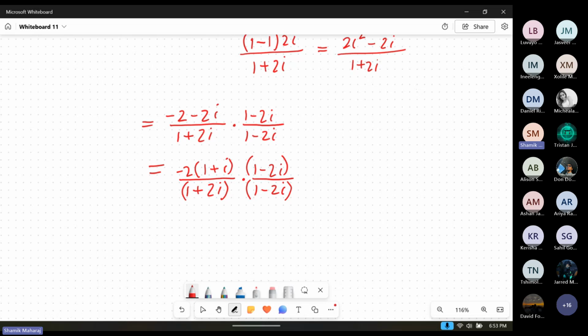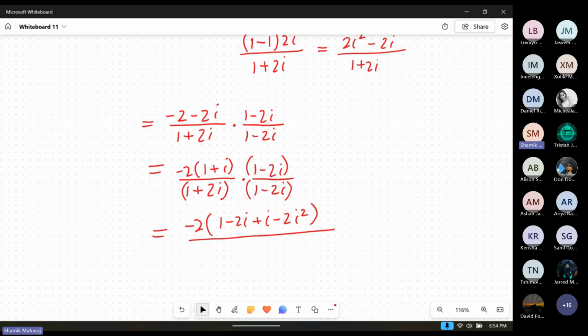So now I can FOIL out the top and essentially not worry about the 2. We can just leave it there as a factor and deal with it later. So 1 plus i, 1 minus 2i. We end up getting 1 minus 2i plus i minus 2i squared. Did I do that right? 1 minus 2i plus i. Yep, that's fine. On the bottom, we end up getting 1 minus 2i plus 2i minus 4i squared. Yep, that's right. Okay.